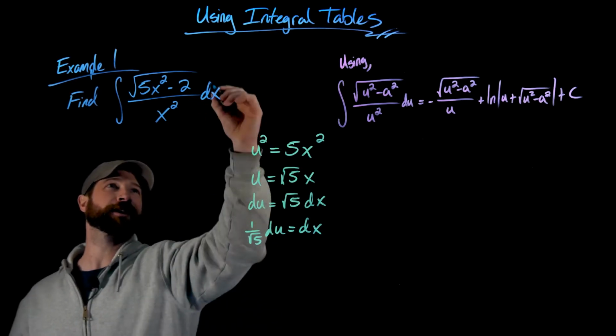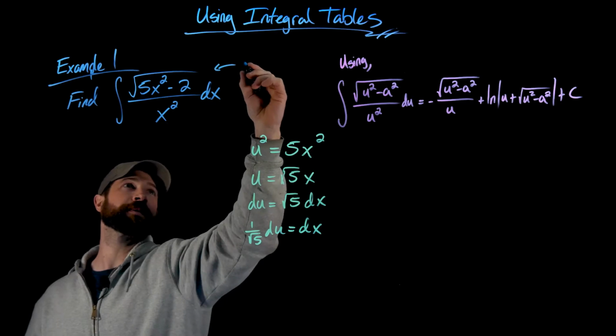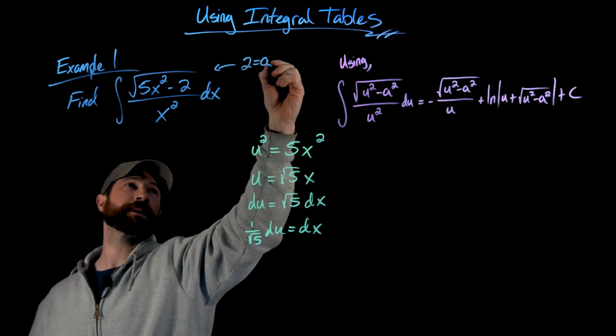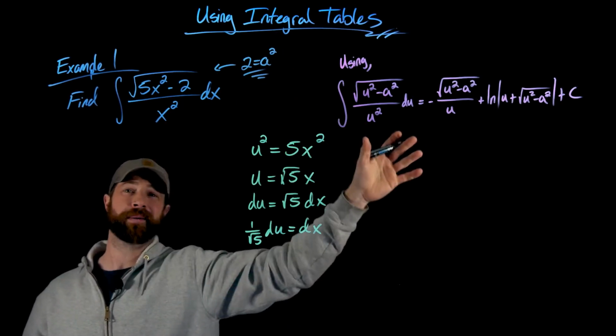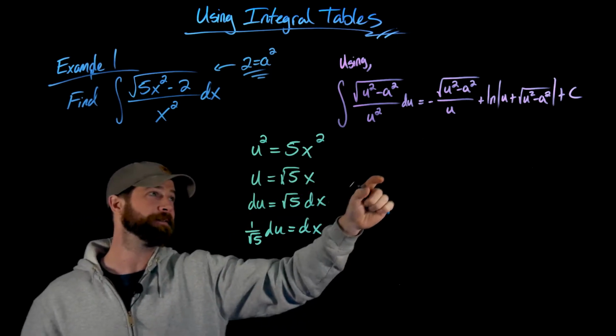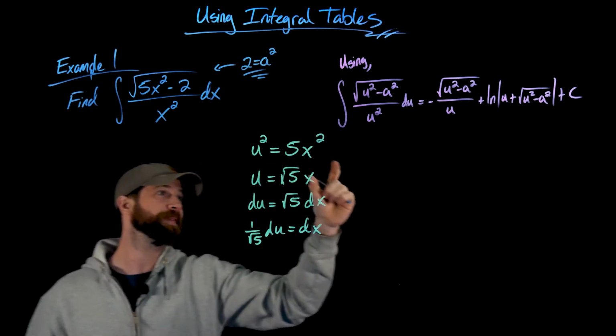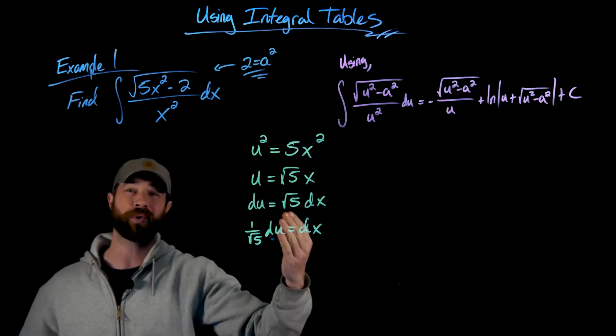Important to note here, I'm not going to mess with this 2 at all. I'm just going to say, and I'll write it here real fast just so I don't forget, that 2 equals the a squared. That's going to be important when I come back to this. If I had an a in my formula, which I actually don't in this case, but if I had an a, then a would be the square root of 2.